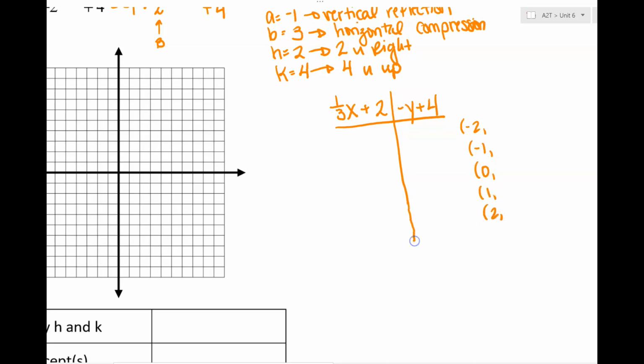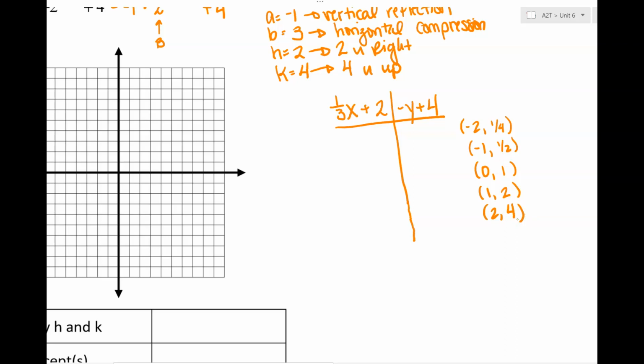generate the y values. So 2 raised to the -2 power is 1/4, to the -1st is 1/2, to the 0 power is 1, to the first is 2, squared is 4. Okay, do that with all of your different bases.